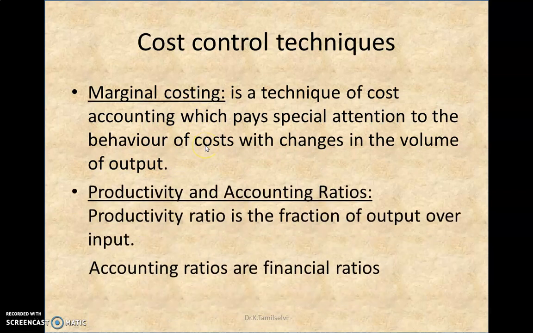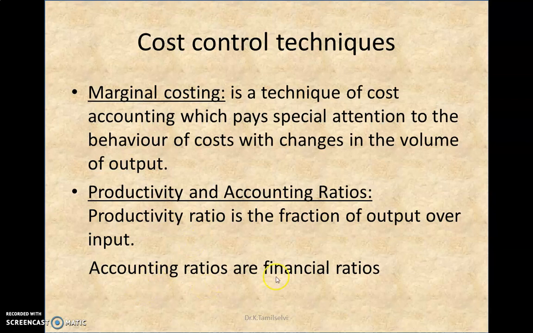The next technique is called productivity and accounting ratios. Ratios are a group of metrics used to measure the efficiency and profitability of a company based on its financial reports. Productivity ratio is the fraction of output over input. For example, labor productivity is the ratio that helps to calculate the output per person. Capital productivity ratio is the ratio of output to the input of physical capital. Then material productivity ratio is the ratio of output to input of physical materials.